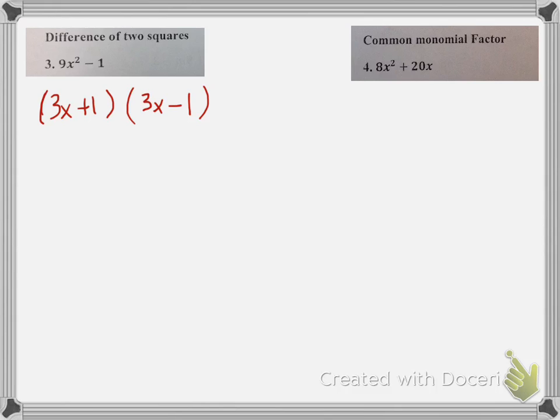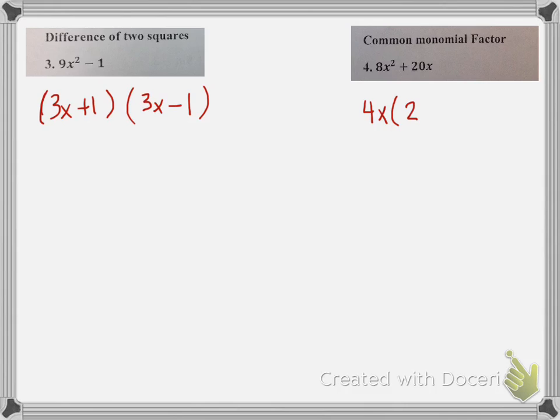When we look at 8x squared and 20x, we need to see what's the greatest common factor. Now, 8 and 20 are both divisible by 4. One of them has an x squared, the other one has an x to the first. What is the greatest amount of x's that you could take out? Well, it's just 1x. So I should be able to factor out 4x.